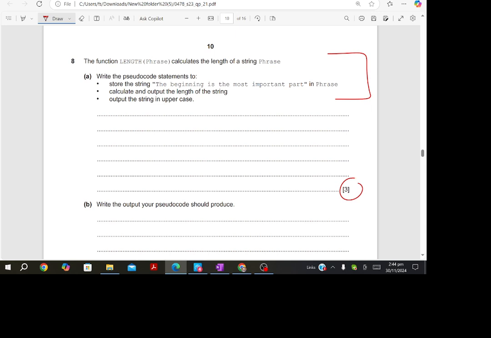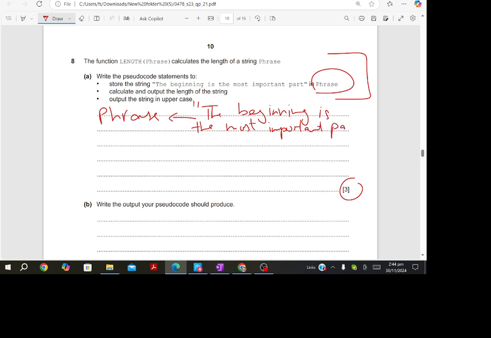You have to store the string. In order to store the string in phrase, we are just going to write: phrase equals, in double quotes, "The beginning is the most important part".